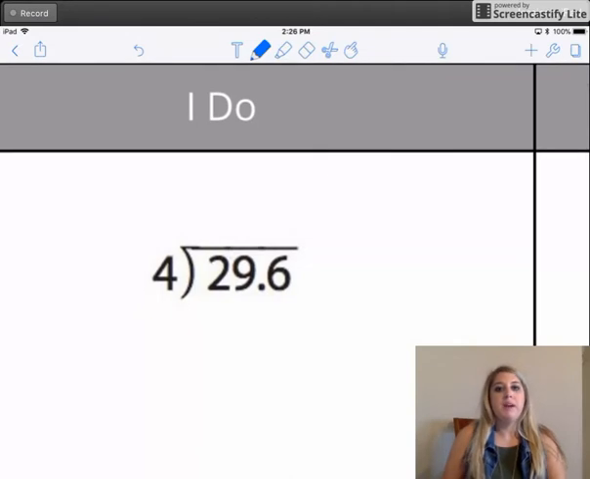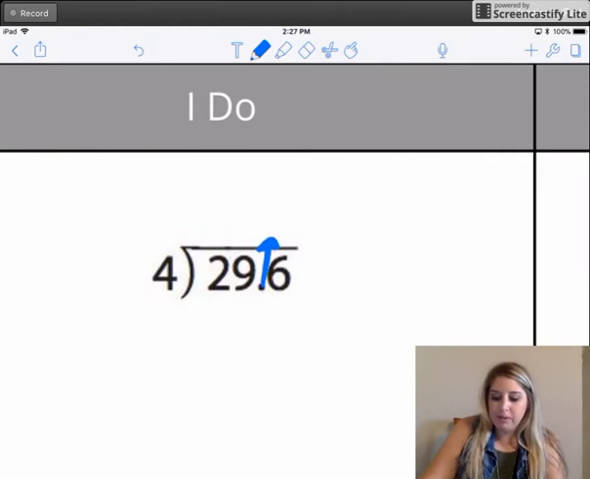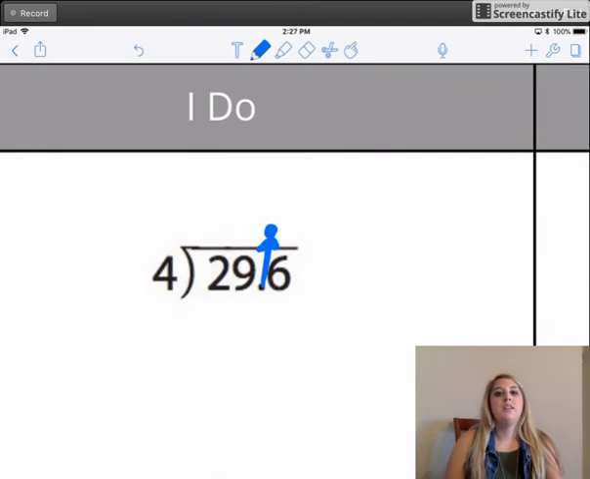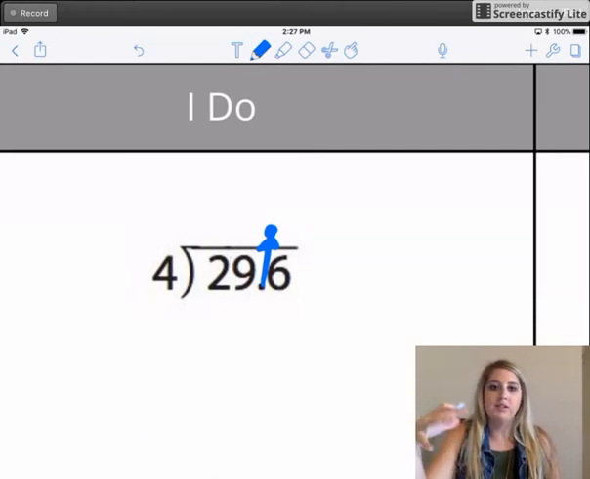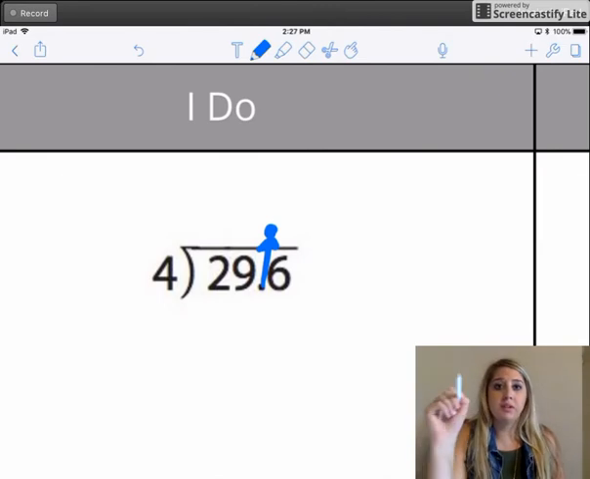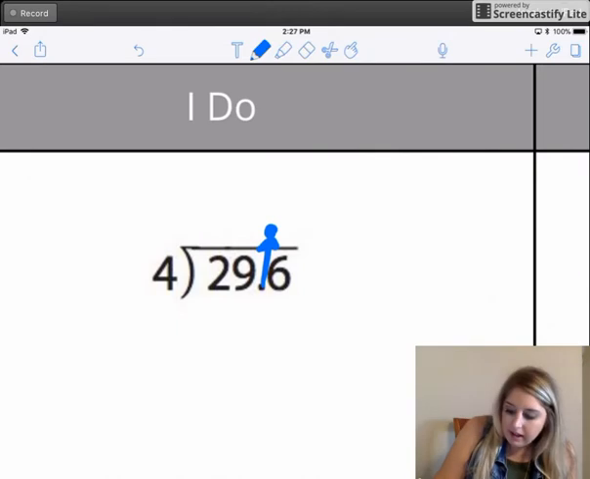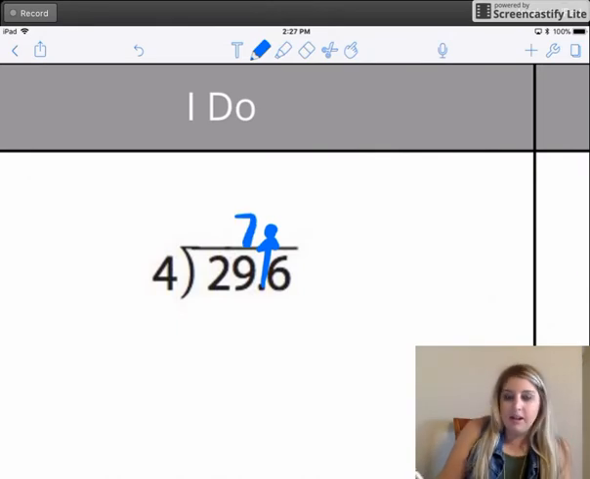29.6 divided by 4. So something that I've heard before is that when we take the decimal, we rocket it up. Rocket it up from wherever it is, and there's my new decimal place. So I'm going to rocket it up, and now it's just a division problem. So I'm going to take 4. Can 4 go into 2? I don't think so. Now I'm going to ask, can 4 go into 29? And yeah, 4 can go into 29 at least 7 times.